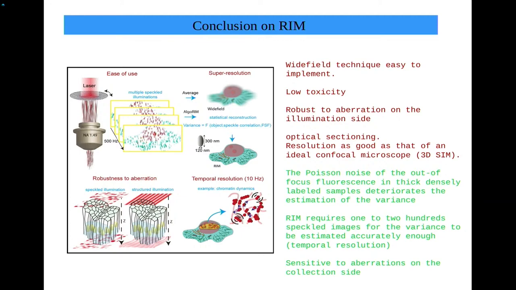So one of the drawbacks is that for the moment, RIM uses 100 to 200 speckled images. Why? Because we need to do statistics, okay? And those empiric statistics have to be close to the asymptotic statistics, so 100 to 200 images. Okay, so that affects temporal resolution, because we have to record those images.